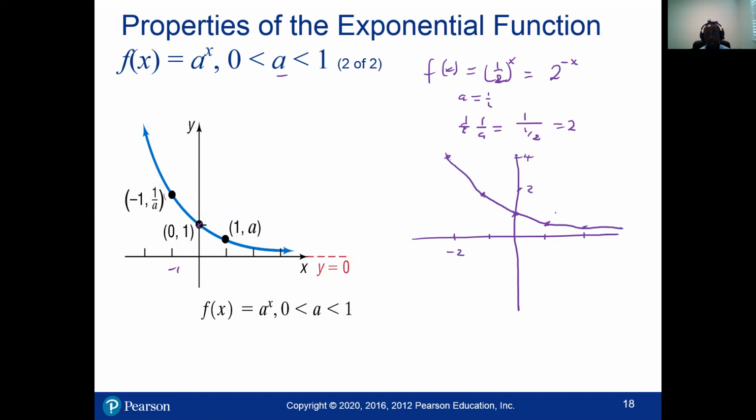The coordinates of this are 1 and 1/2. And then this point will be 2, 1 over 2 squared, which is 1/4. And that point, I've explained there, this will be negative 1 and 2. And this is negative 2 and 4. All right, so that is an example of that. Good.